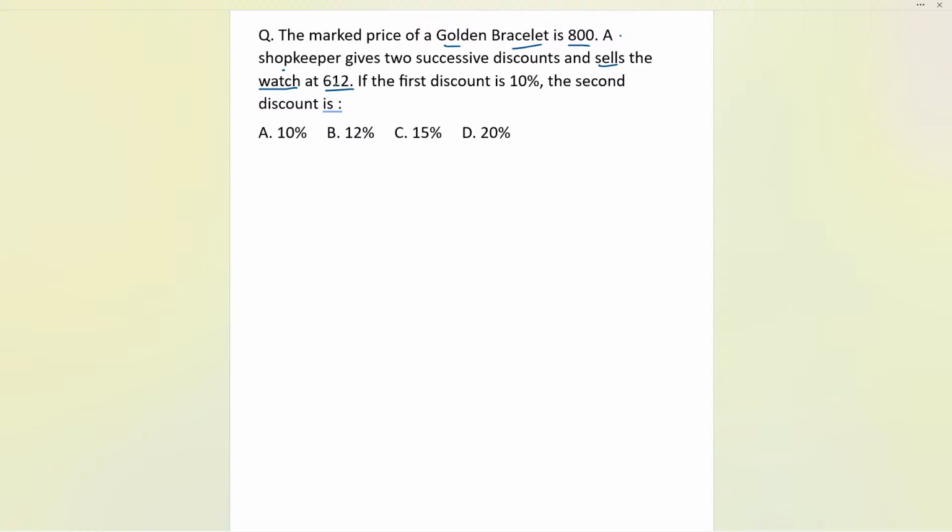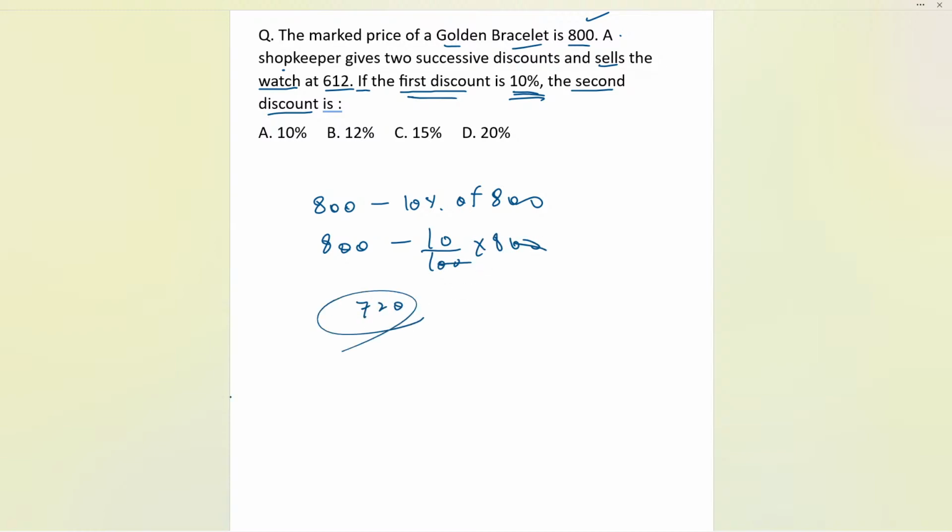So here 612 is the final price at which it is sold. The first discount is 10%, and the second discount offered was what? We don't know the second, but we know the first discount. Can I calculate the first discount? Why not? From 800, you can subtract this 10% discount. So 800 minus 10% of 800. This is the basic part we are doing. It will be 10 by 100 multiplied with 800, 0, 0 cancel, 80. 720 will be the price after the first discount.